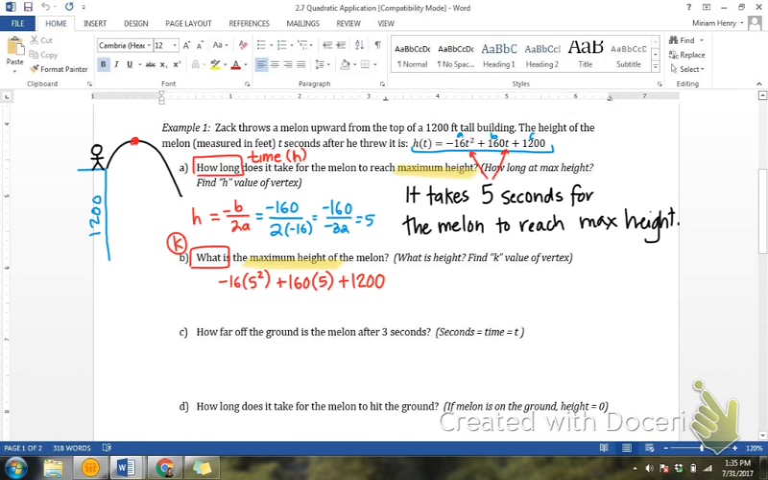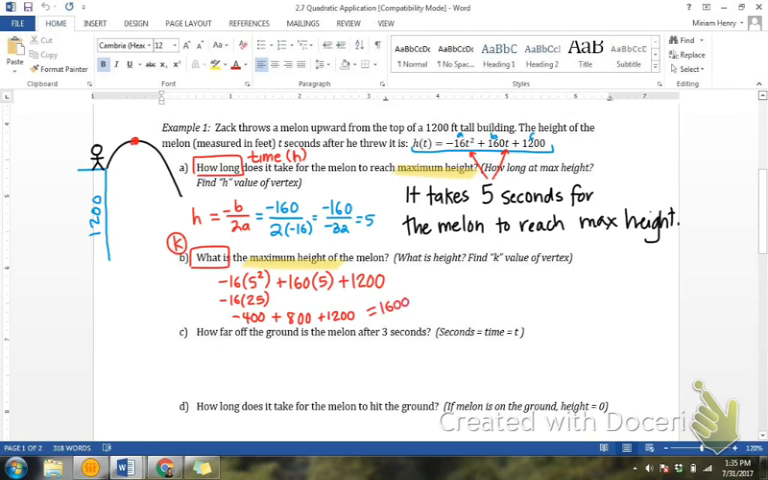Here you go. What's negative 16 times 25, Lexi? Negative 16 times 25? What'd you get? Negative 400. Okay. What is 160 times 5, Dalton? 800. 800 plus 1200. Negative 400 plus 800 is 400. 400 plus 1200 is 1600.